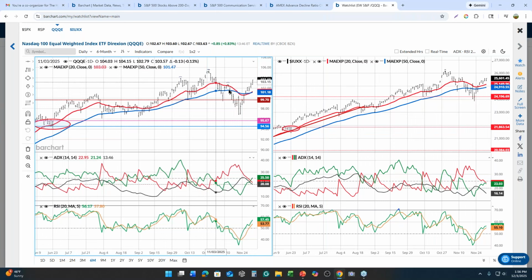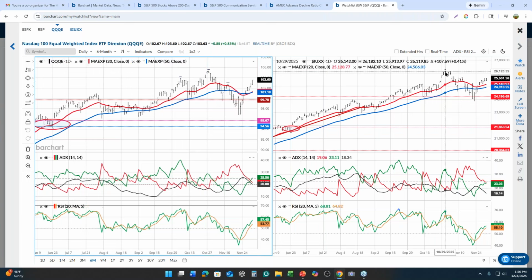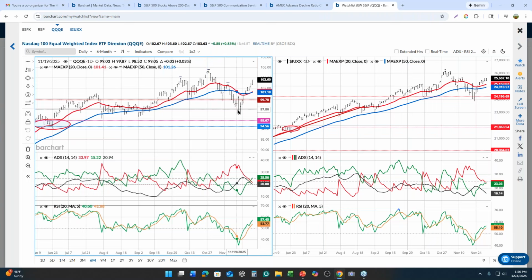But we looked at the equal weight. And here's the equal weight of the NASDAQ. It did have a correction. Now, how do you define a correction? 5%, 8%, 10%? Well, this fell about what? About 8%, right? That would have been a buying opportunity.